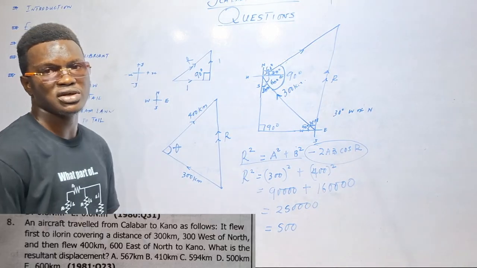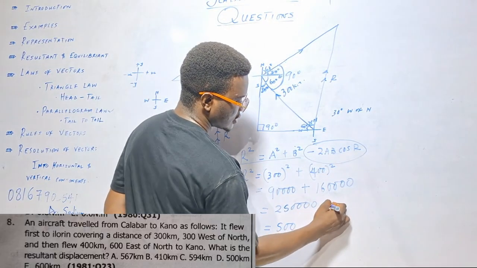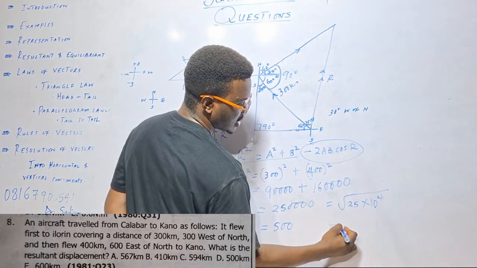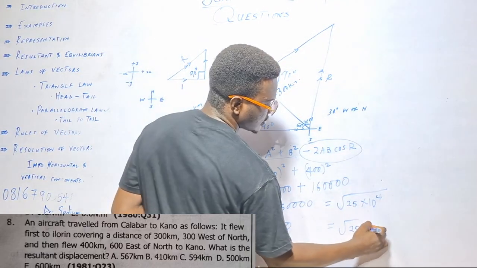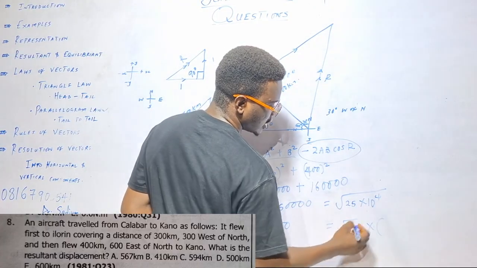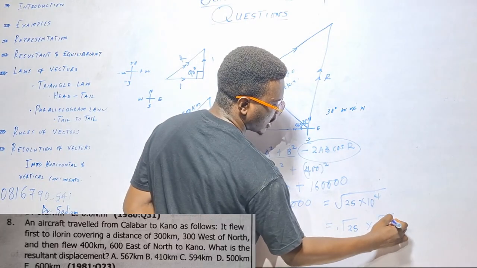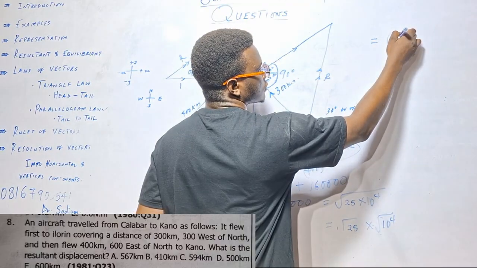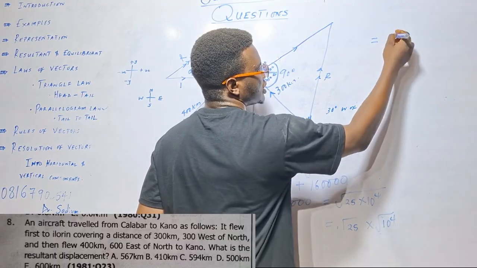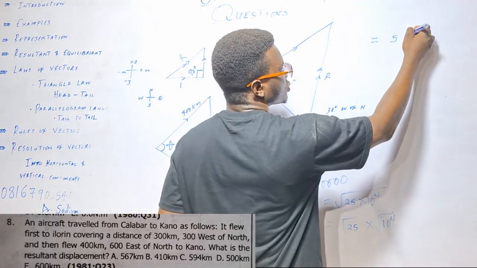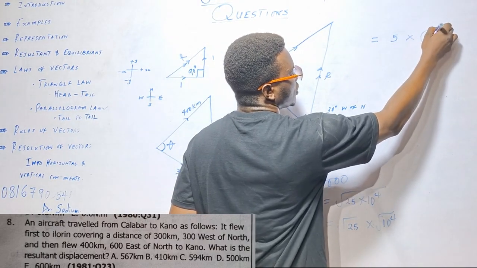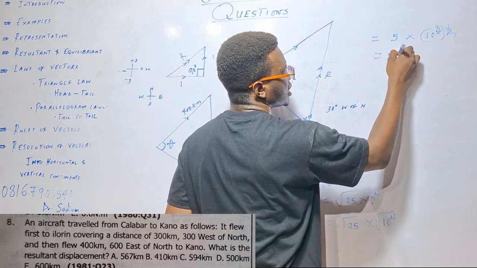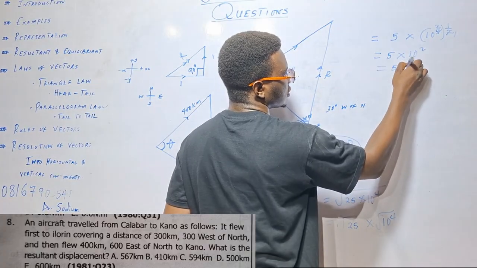The thing is simple. Let's say you don't have a calculator. You could have just done this as square root of 25 times 10 raised to power 4, which is the same thing as square root of 25 times square root of 10 raised to power 4. At the end of the day, square root of 25 is 5. Then 10 raised to power 4, it's like saying 10 raised to power 4 times 1 over 2, so that's 2. So that would be 5 times 10 raised to power 2, which is 500 kilometers.